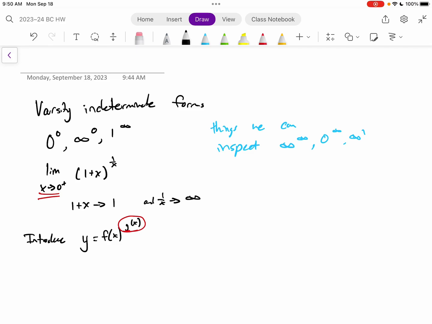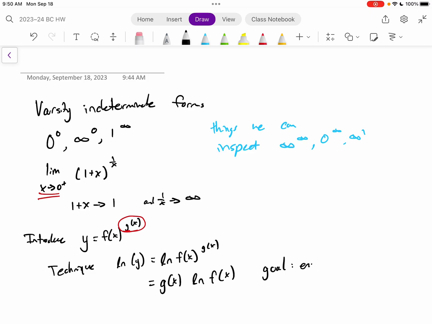So our technique is to take the limit of the natural log of each side. When I take the natural log of this side, that g of x can come down, and I'm going to be left with this. The goal is to end up with 0 times infinity, and then from there we L'Hopital it. Once we know what that is, we can go forward.